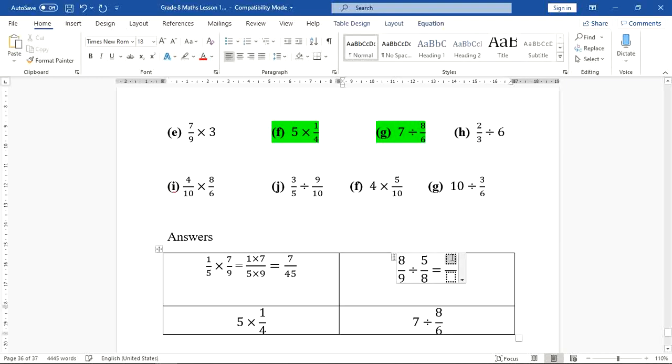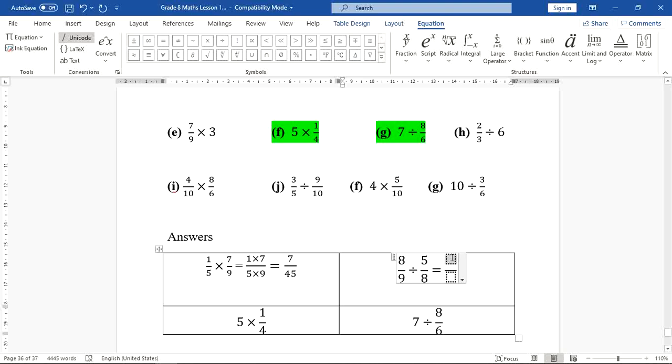So we keep the first fraction as it is, 8 over 9. We're going to keep it as it is. And then we change the division sign to multiplication. And we also find the reciprocal of 5 over 8, which is 8 over 5. So let's do that again.